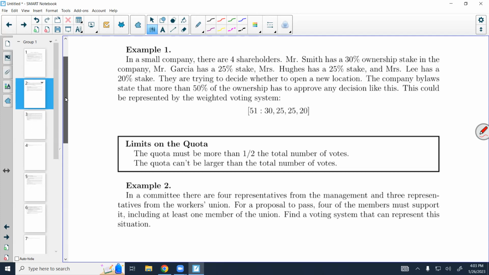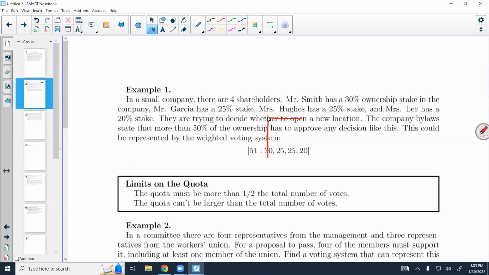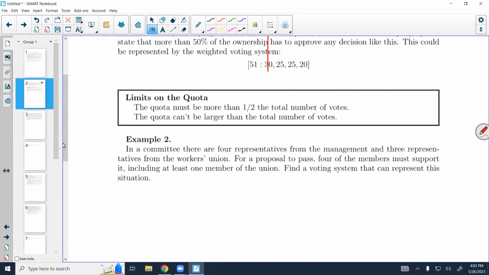Now, there are some issues that we have to keep in mind with the quota. The quota has to be more than half the total number of votes. And the quota cannot be larger than the total number of votes. So in this case, when I add up the weights, it comes to 100. I can't have a quota of 101. It would never be reached.